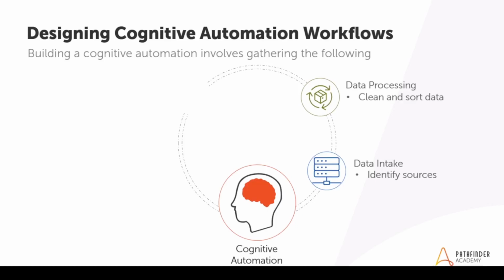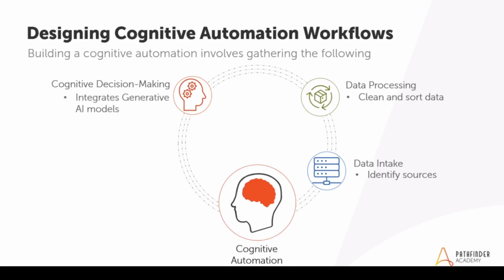So creating a cognitive automation workflow involves the following components. We start off with data ingestion. We begin by defining the data sources, such as whether it's a customer inquiry, document repositories, and all of these can be provided as the input to the automation process within Automation Anywhere.